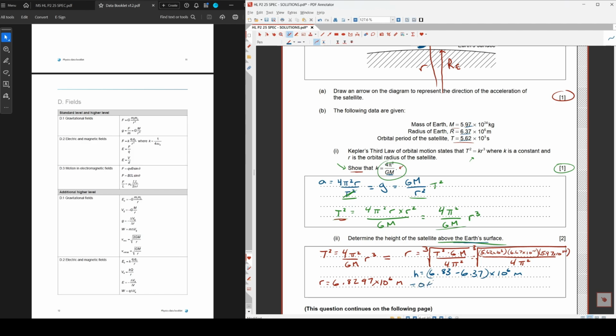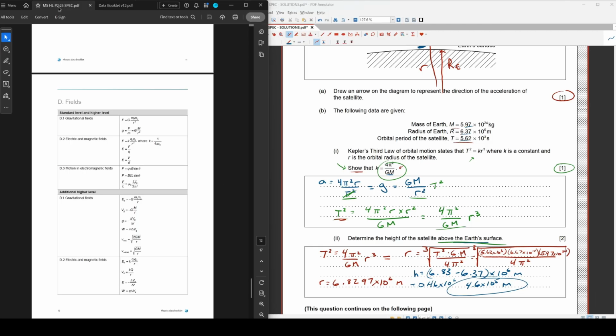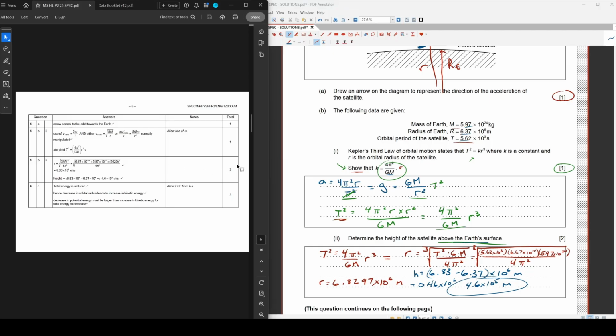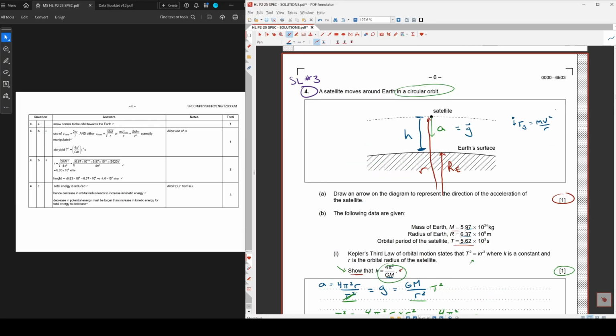So it's like 0.46 times 10 to the 6, which is a weird way to say it. Let's make it 4.6 times 10 to the 5 meters, or 460,000 meters, or 460 kilometers. All are good. Okay, checking our mark scheme. We got an arrow normal towards the Earth. Remember, normal means perpendicular. We did it.